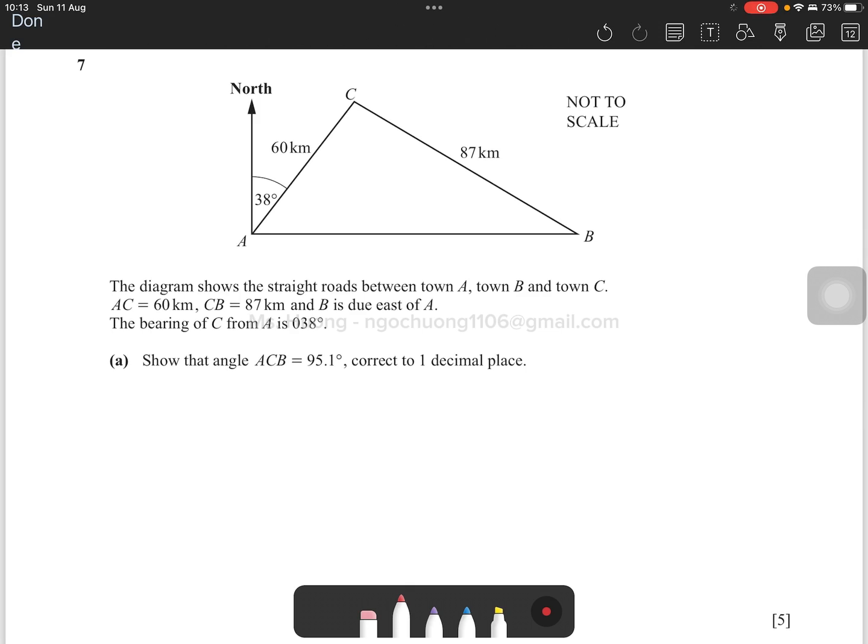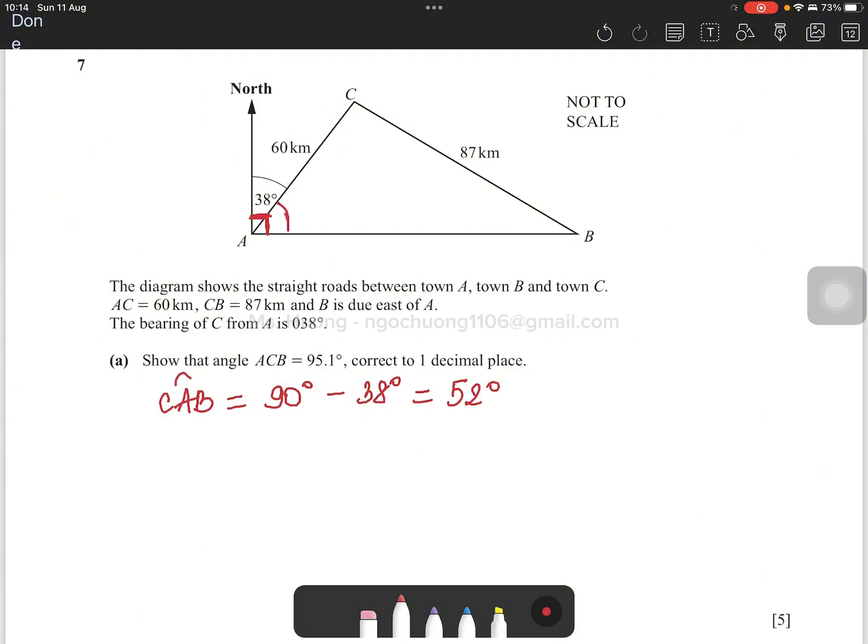Question 7. The diagram shows the straight road between town A, town B, and town C. AC is 60 kilometers, CB is 87 kilometers, and B is due east of A. This means this is a right angle. This is a right angle. And if one of the angles is 38, then we can find the other angle. The angle CAB is equal to 90 minus 38 equals 52 degrees.